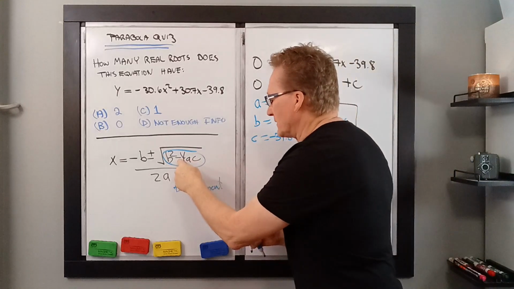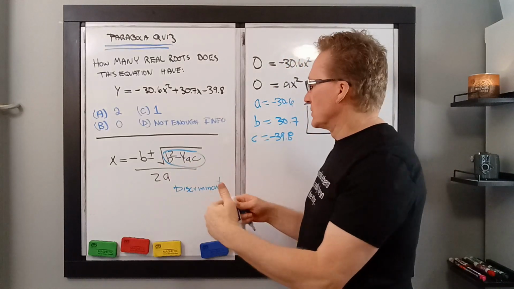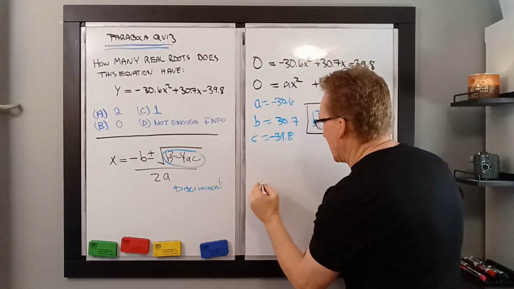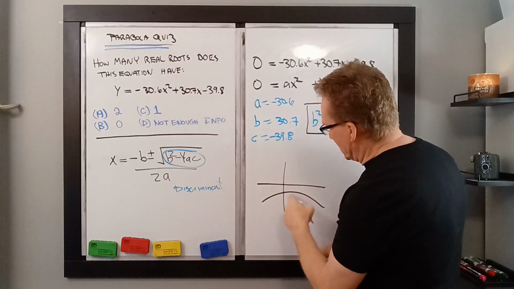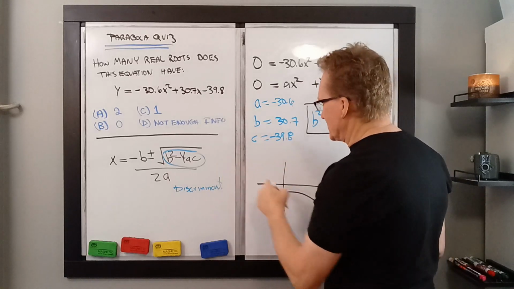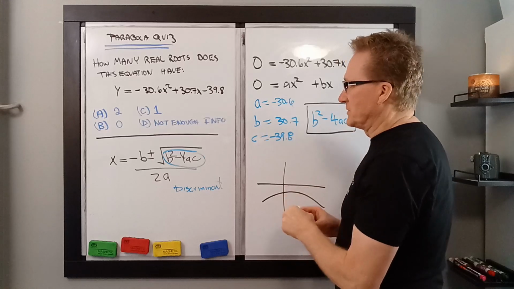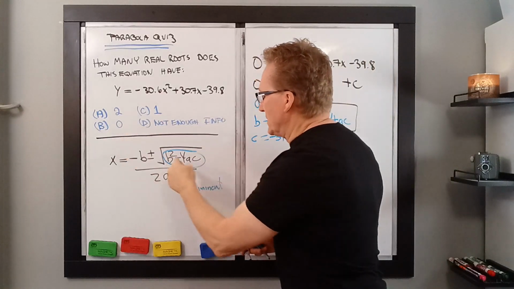If this is negative, then there is no solution, which means that the parabola that we have does not ever touch the x-axis. It's something like this, never touches the x-axis. It has no solution. It has no x-intercepts. So then the answer would be 0 in that case.